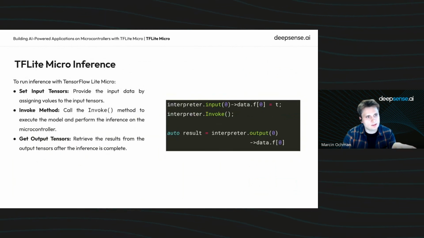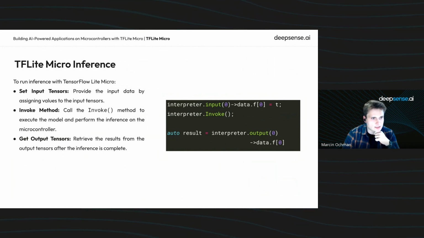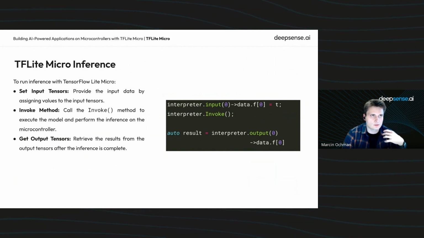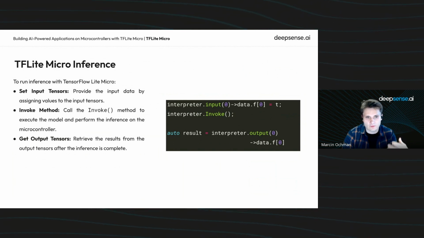Okay, so now let's talk about how we actually run the inference. First, we need to provide the input data, and in TFLite Micro, input tensors act as placeholders for the input data. So basically, first we have to assign values to the input tensors, and for that we can use the input method.